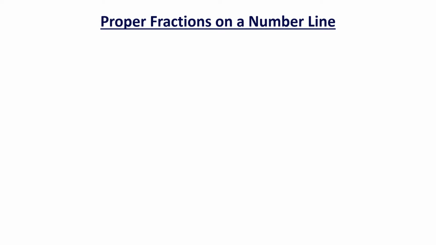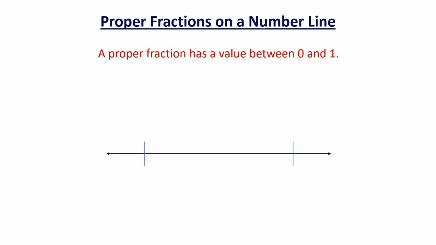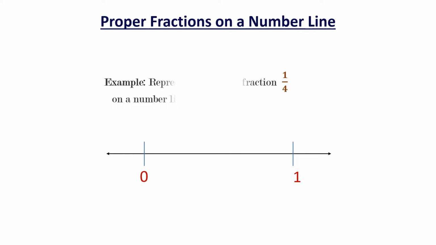Let us learn how to represent a proper fraction on a number line. A proper fraction has a value between 0 and 1. Let us represent 1/4 on a number line. To represent a fraction 1/4 on a number line, we first look at the denominator. This number tells us the number of parts the interval between 0 and 1 is to be divided into. Here, the denominator is 4. Thus, we divide the segments joining 0 and 1 into 4 equal parts.